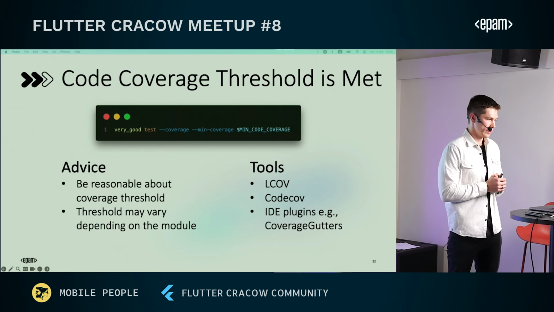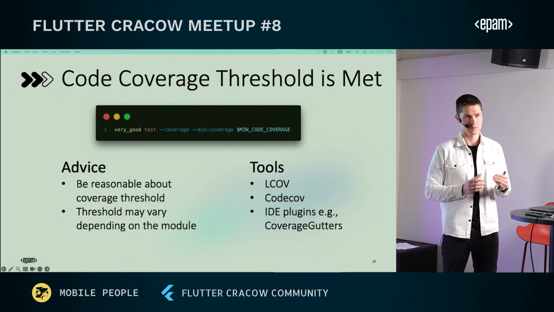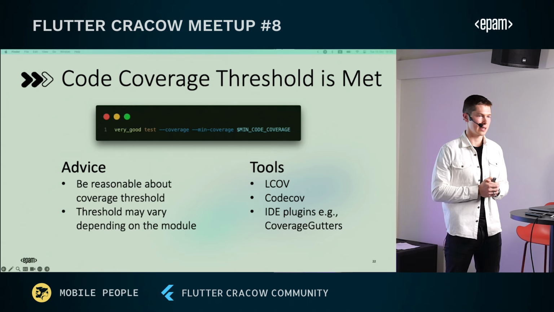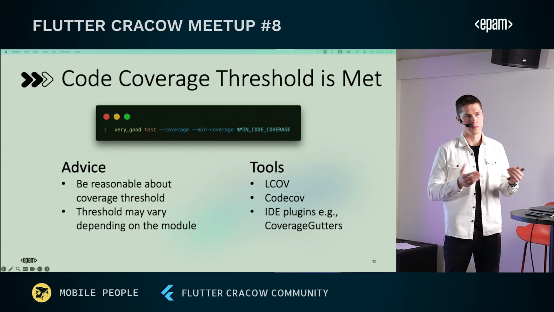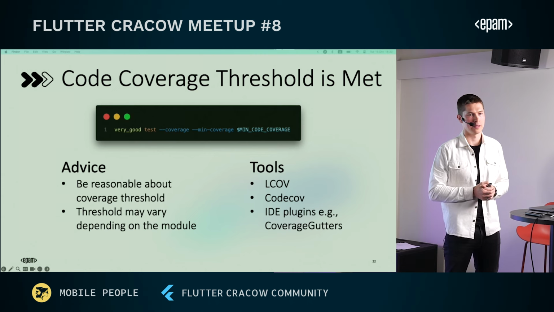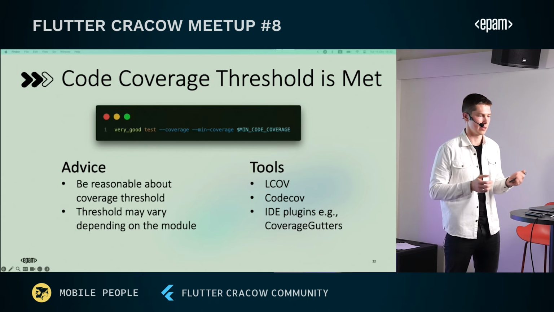What you can also do is to have different thresholds or different values for different modules. If you have, let's say, 10 modules, probably you would want to have higher test coverage for your domain package, which is supposed to contain your business logic. Let's say you may have 80% there. And for your data layer, you may have 40%. So you may also have this kind of configuration.